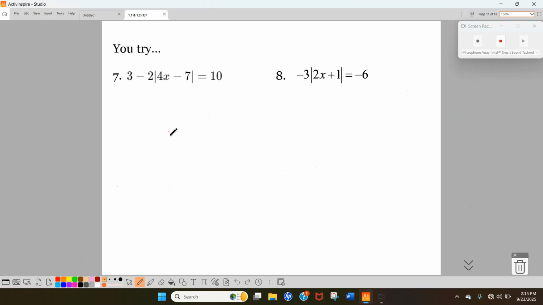All right, so pause, try these, and then check to see how you did. All right, so let's see. We're going to subtract this 3 because it's not being multiplied by anything. It's just hanging out there. Then we're going to divide by -2.